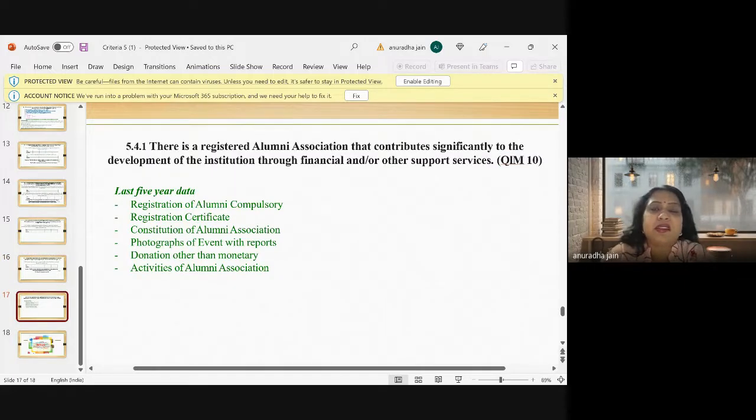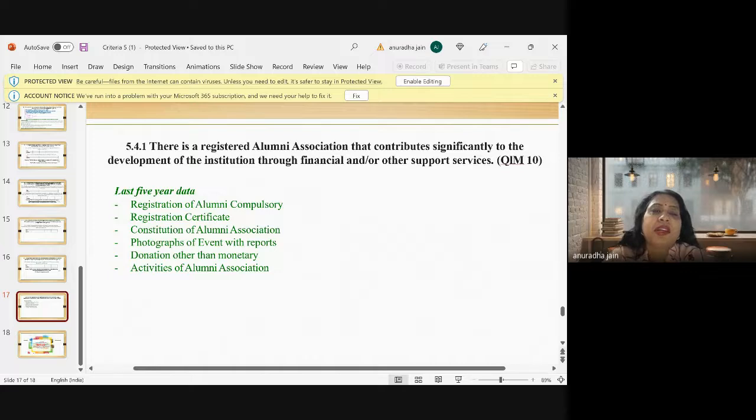Okay, and the last metric here is qualitative: there is a registered alumni association that contributes significantly to the development of the institution through financial or other support services. So they will ask whether the alumni association is registered or not, and they expect that yes, it should be a registered alumni association. Then you have to produce the registration certificate.